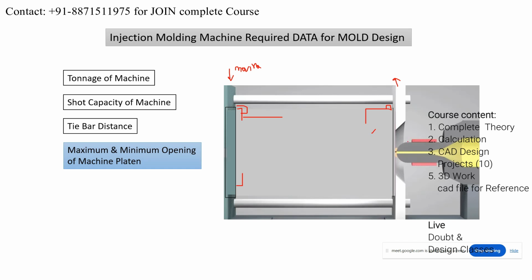Is it clear? Yes. So basically, we should have knowledge about the maximum and the minimum opening of the platen. Besides this, from the machine catalog, we get the information about the mold minimum height and the mold maximum height. So there is no requirement for this point. Is it clear?